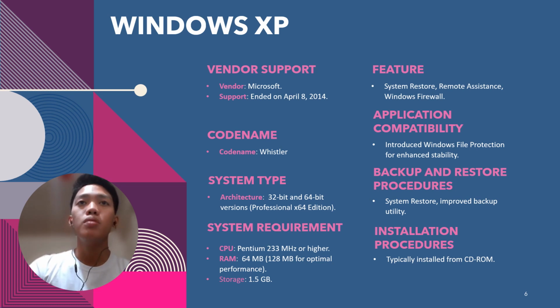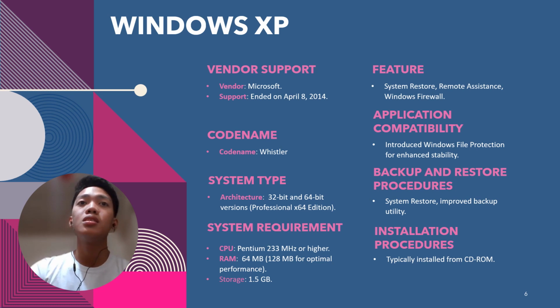System type: 32-bit and 64-bit versions, Professional x64 Edition. The introduction of the Professional x64 Edition catered to users with 64-bit capable hardware, paving the way for future 64-bit Windows versions. System requirement: Pentium 2 233 MHz or higher.